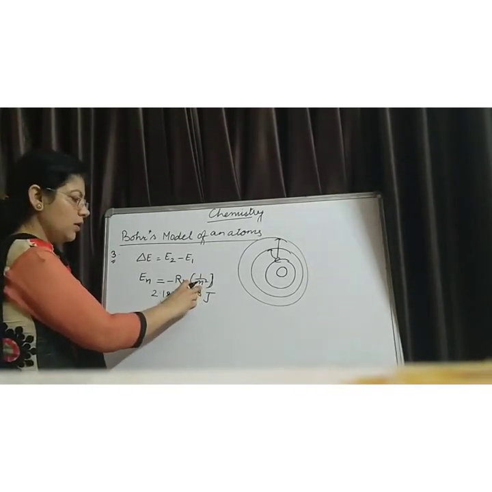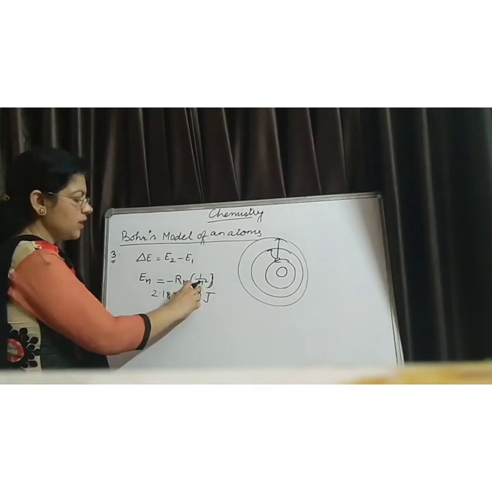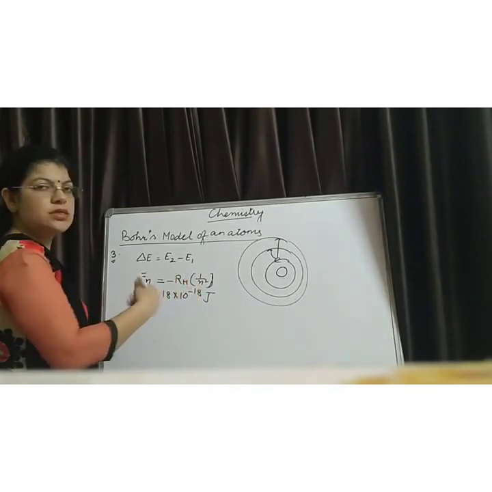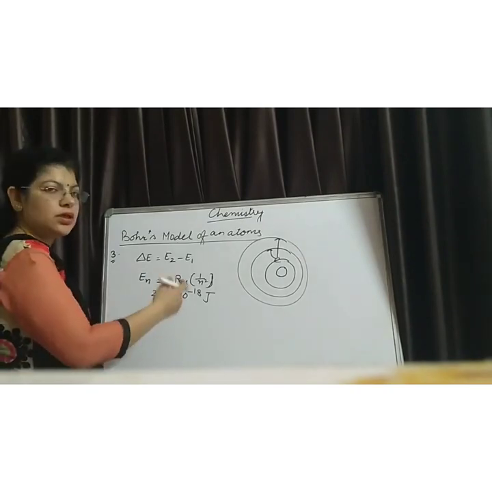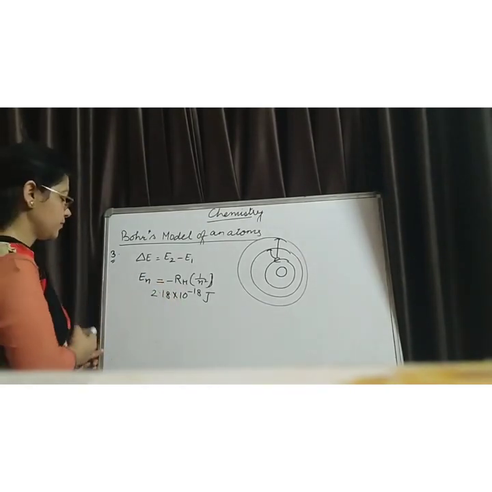For the first shell, the value of n is 1. For the second shell, the value of n is 2. Similarly, for the third shell and fourth shell, its value is 3, 4 and so on.